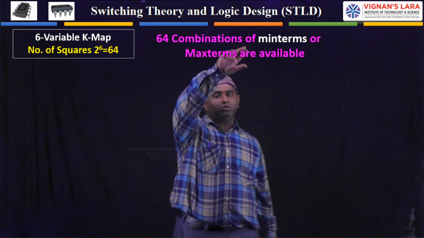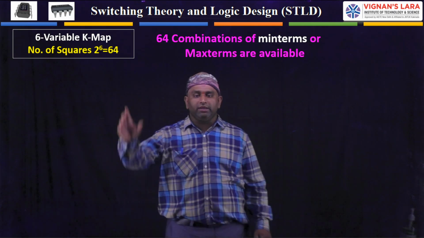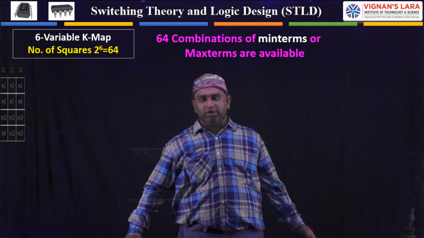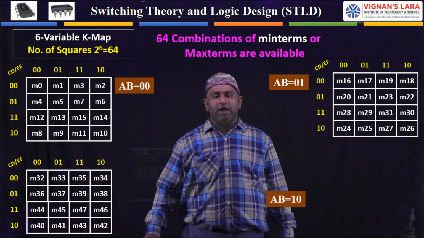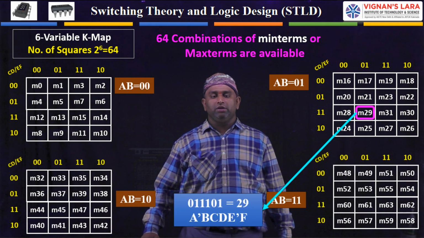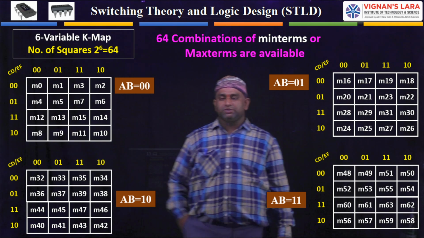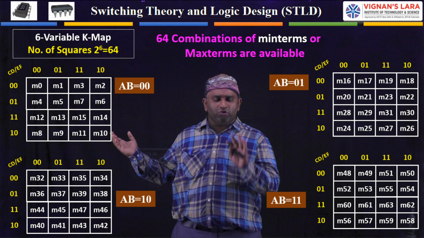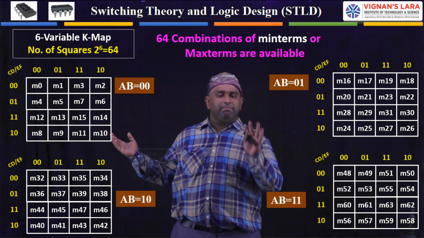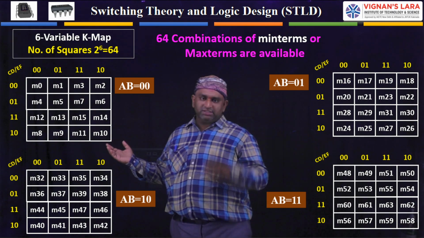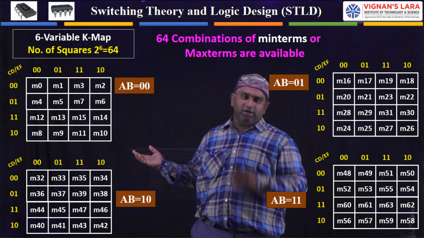So why have I highlighted these minterms with the white color? In this slide I am writing the minterm values. See here, I have written the total 64 combinations of minterms. If you want, you can use them as minterms. If you want, you can use them as max terms. That is your choice. In this slide I have written the total minterms, and in the next slide I have written the max terms. That I will also explain.